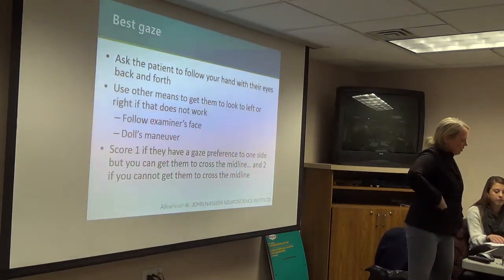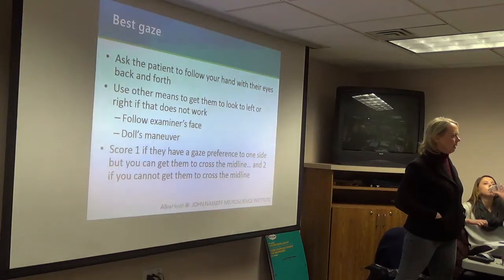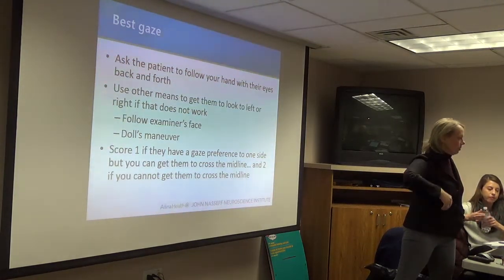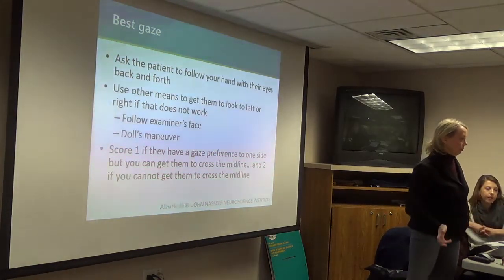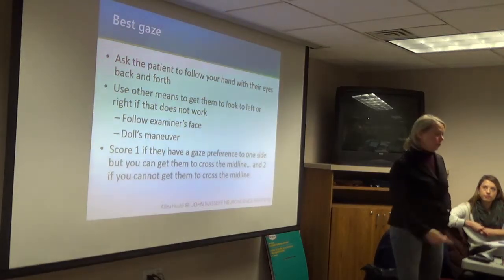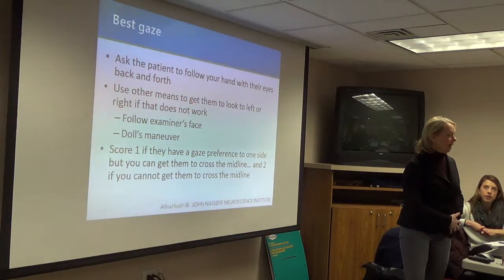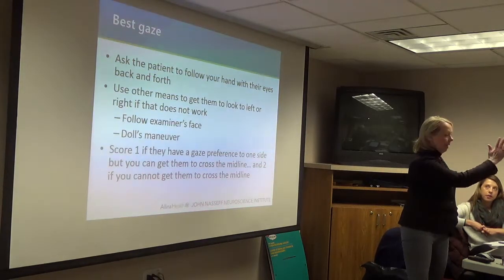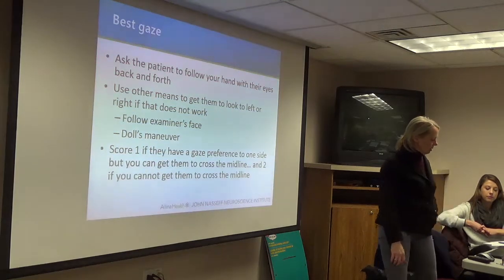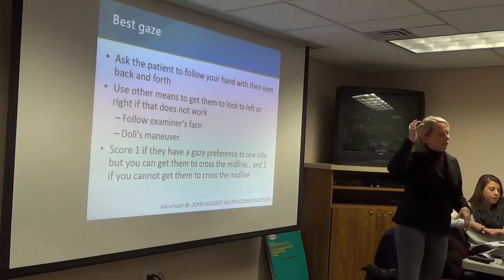Best gaze: ask the patient to follow your hand with their eyes back and forth. We're just testing horizontal eye movements. I sometimes will expand that to vertical eye movements too, but the NIH stroke scale, this is what we're scoring. I can do a lot of this exam without you even in the room. I can say, look to the right, look to the left, like that. But I get a more robust exam if I have your hand there and something for them to follow, that sort of thing.